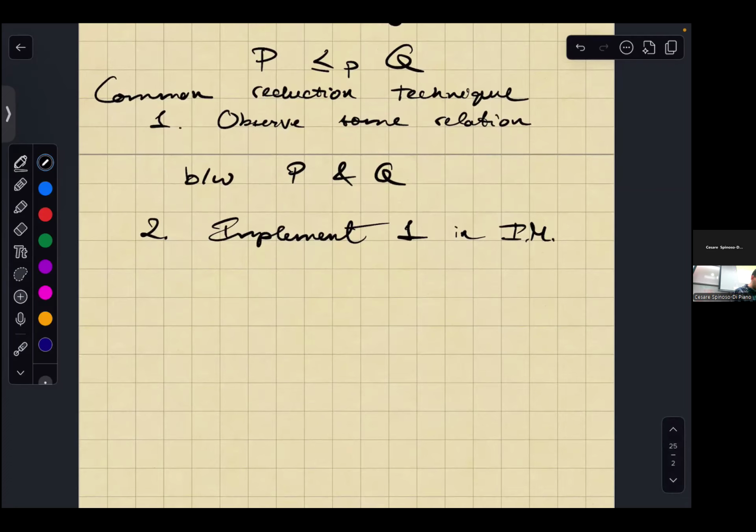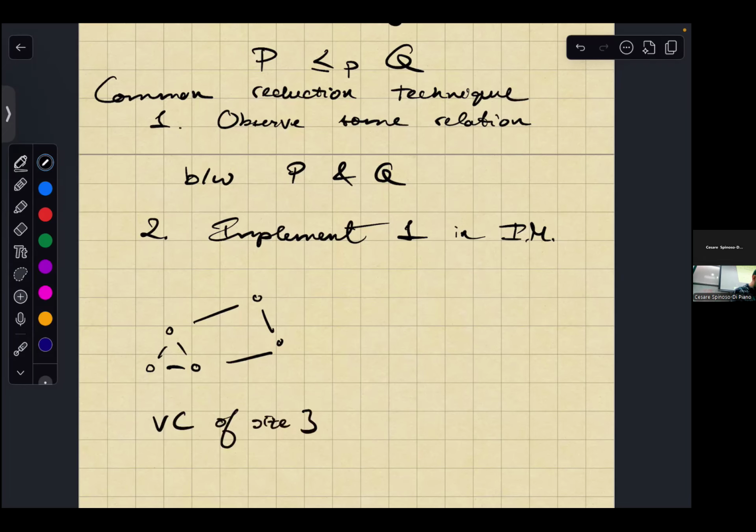So to do that, let's consider the graph that I introduced before, right? And let's consider its vertex cover, right? So we know that this graph has a vertex cover of size 3, right? One of those vertex covers is this one, right?